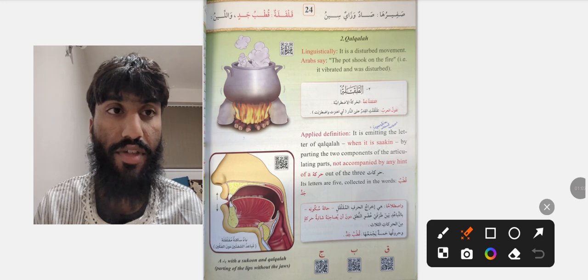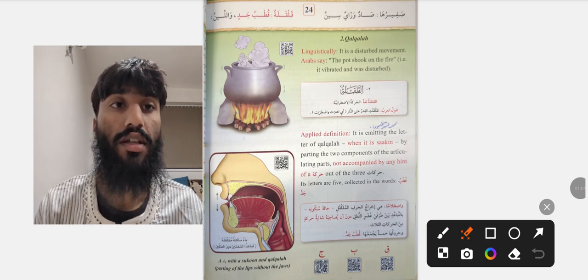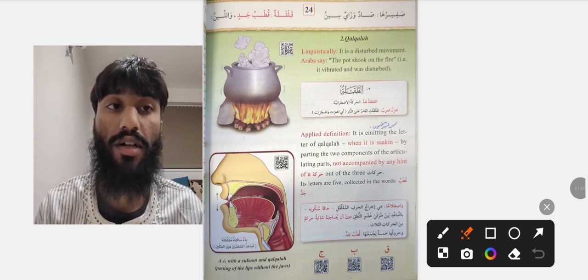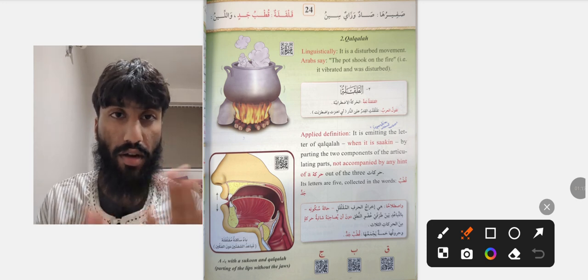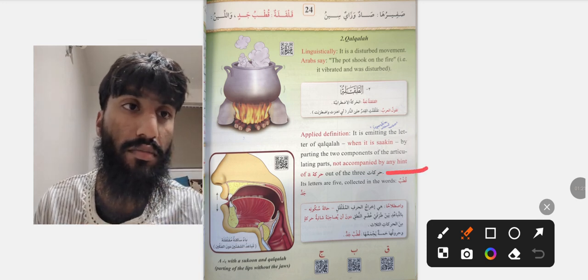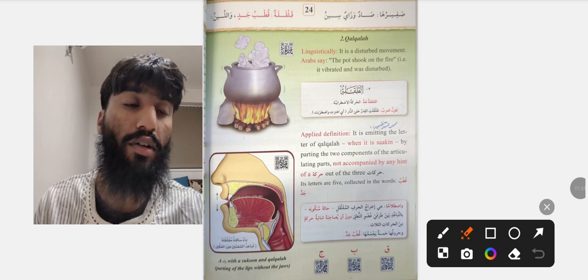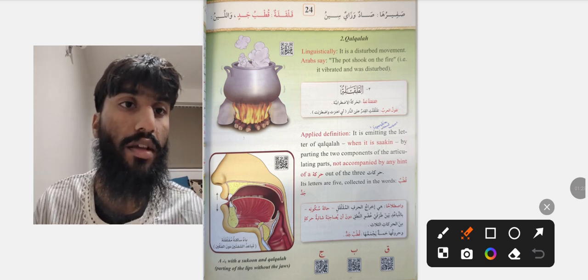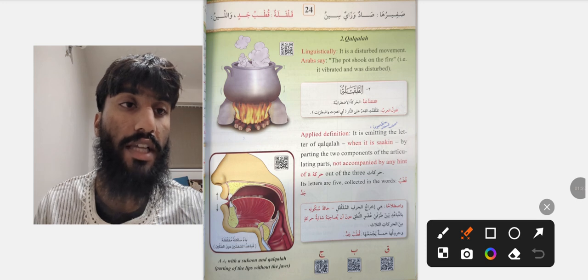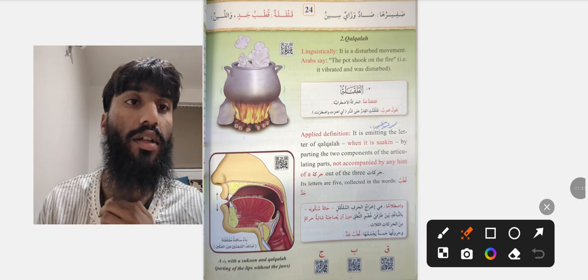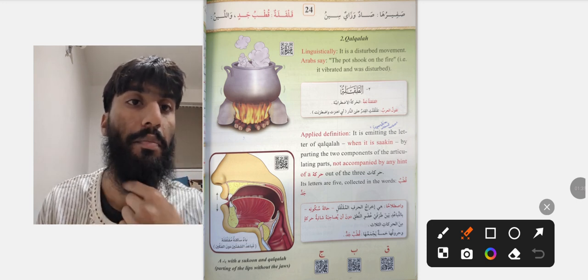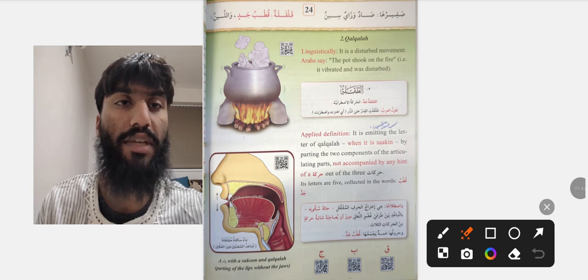The applied definition within the science of tajweed is that it means emitting the letter of qalqala when it's sakin by parting the two components of articulating parts, and it's not accompanied by any hint of haraka. Any hint of haraka, out of the 3 harakat, fatha, dhamma, kasra. Its letters are 5 contained in the words qutbu jadd. Now, let's go to the next page because this stuff is going to be explained more anyway.